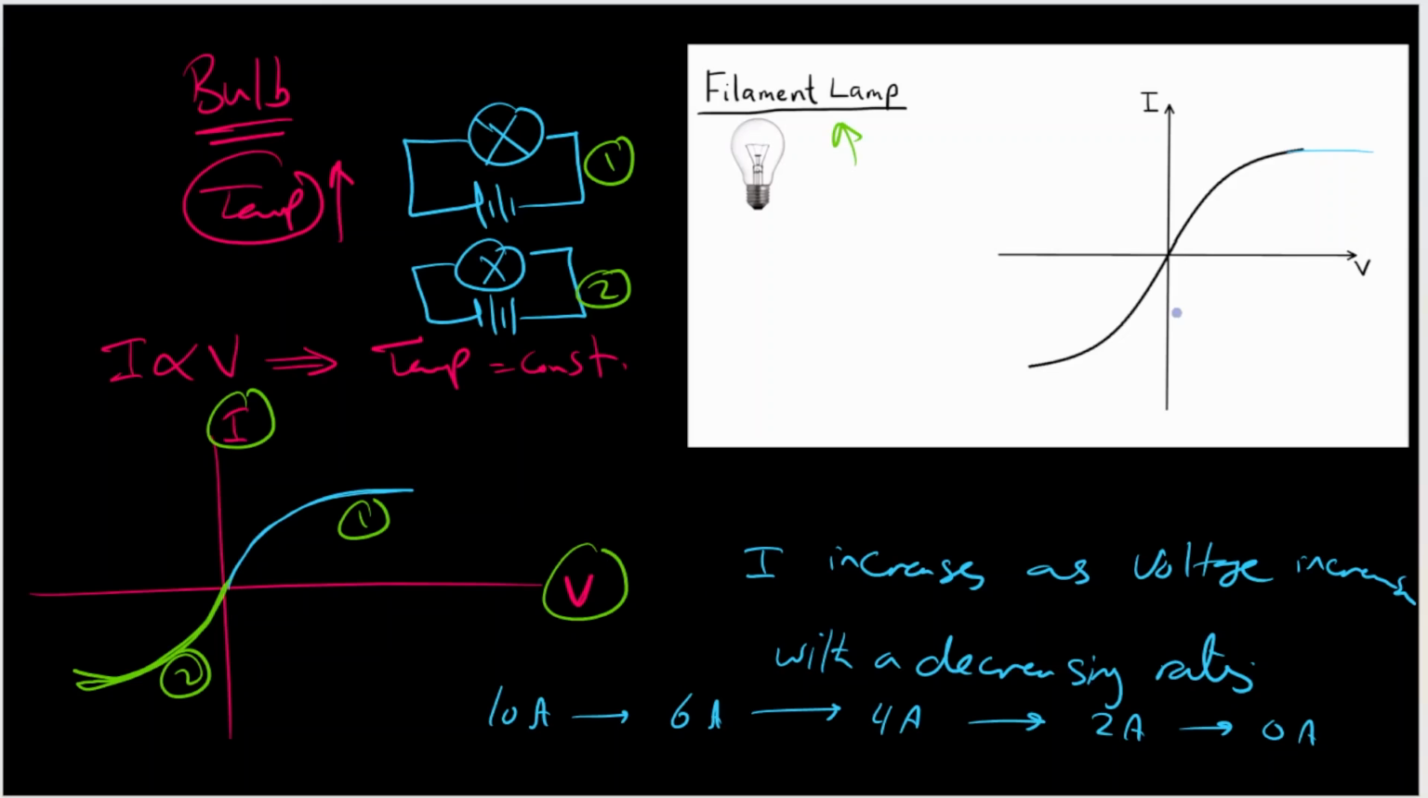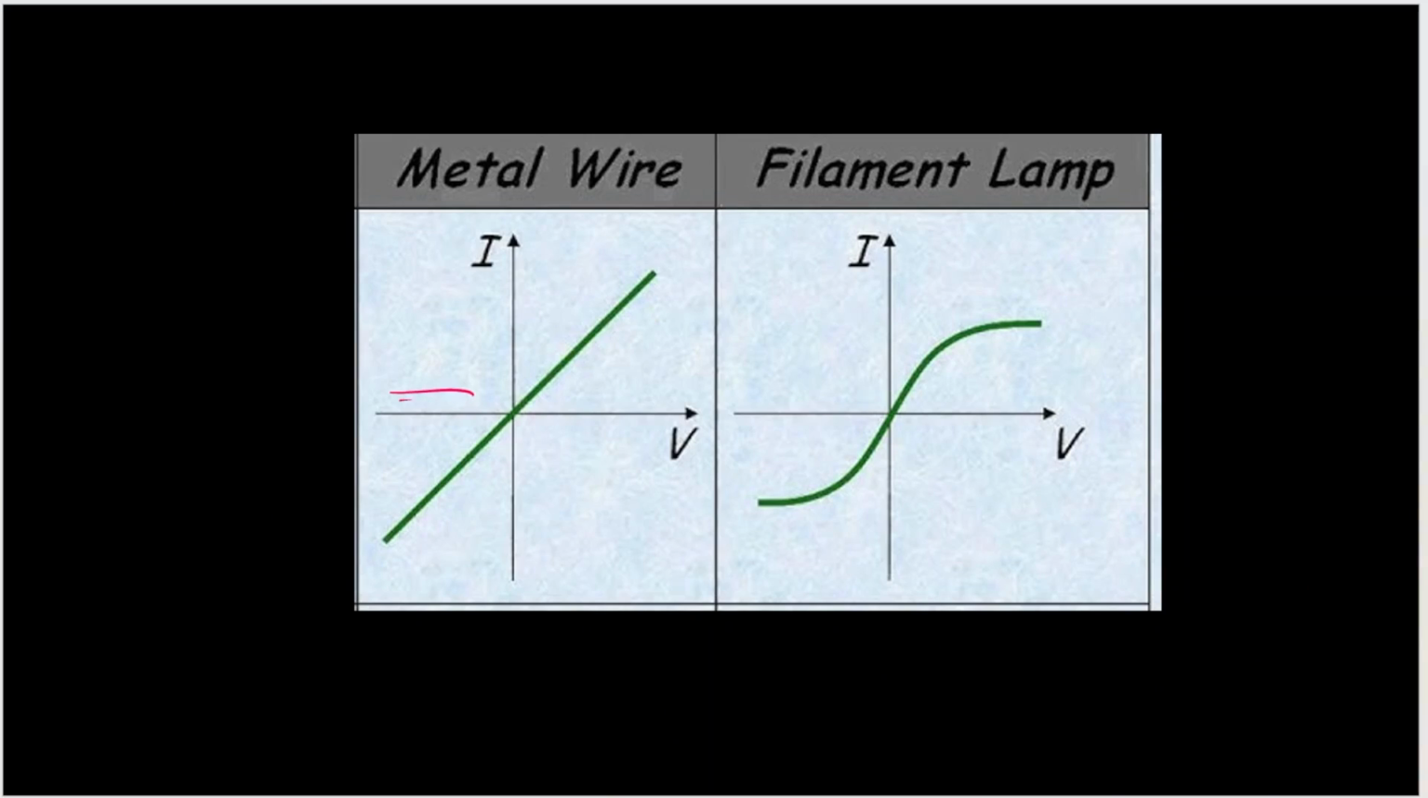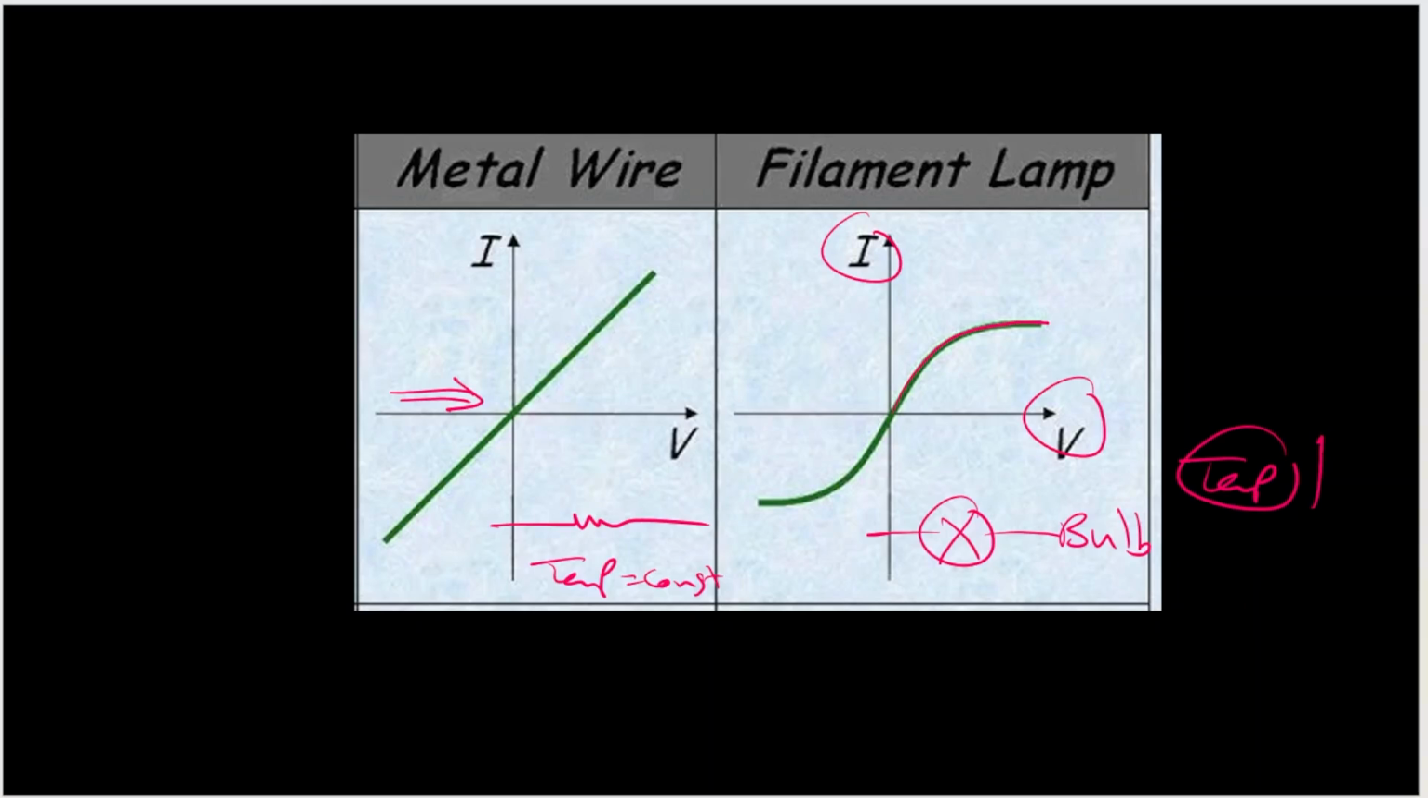Why is the graph not linear? Because as you increase the temperature, electrons will gain extra kinetic energy. So the number of collisions and friction between electrons will increase and the resistance of the bulb will increase. It's not constant anymore. As you can see, this is the IV for just a resistance when the temperature is kept constant. But this is the IV graph for the filament of the bulb. And it is not uniform because the temperature is increasing. It is not constant.